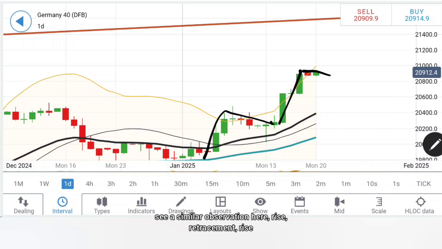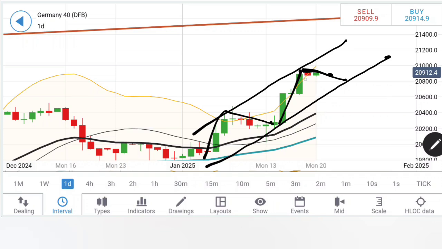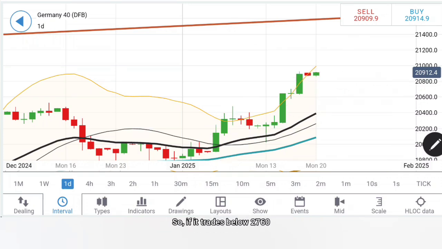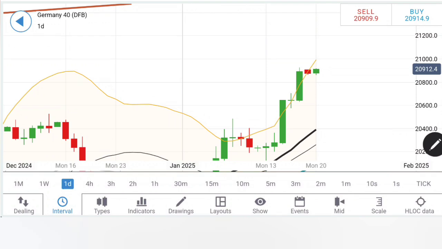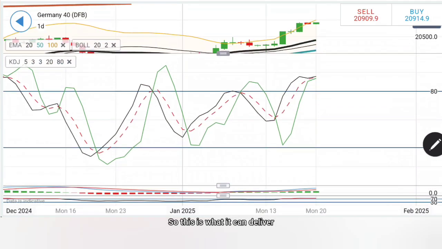Now on the daily chart, see similar observation here. Rise, retracement, rise. It may try to stay in a range bound zone before giving a pullback or a breakout here. Now for the day, the downside appears to be far below towards 20,600. So if it trades below 2760, you can expect a further correction towards 2700 and 600 zone. Possibility is there. Trading with too much divergence calls for it to converge. Either it trades in this fashion, wait for the moving average to come up and then break out. So this is what it can deliver.